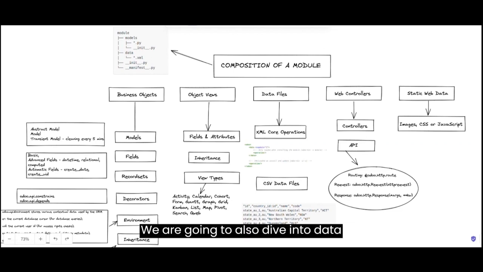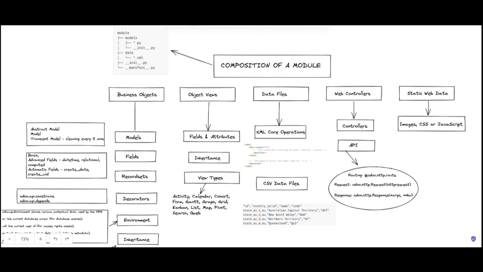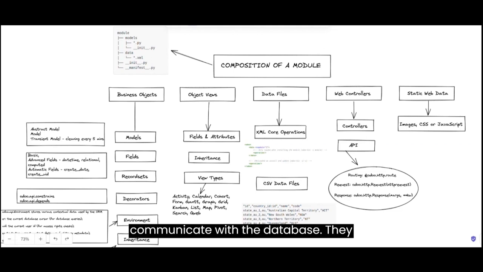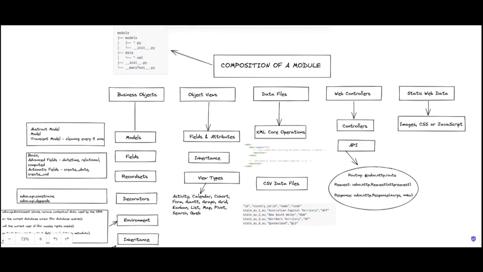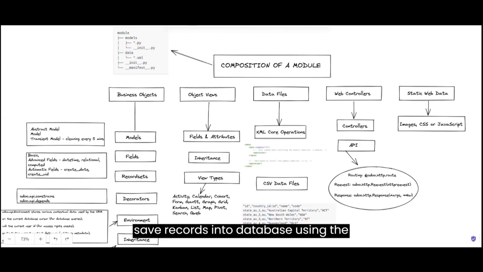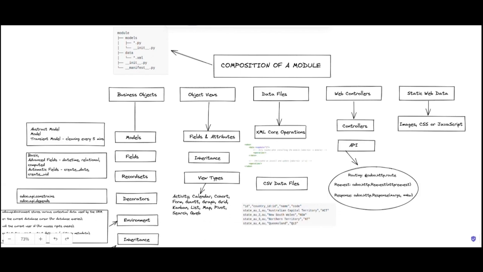We are going to look at the different types of views, the Gantt view, the form view, and so many. We are going to also dive into data files. Data files communicate with the database. They save records directly to the database. And we are going to be exploring how you can save records into the database using the XML or the CSV file.